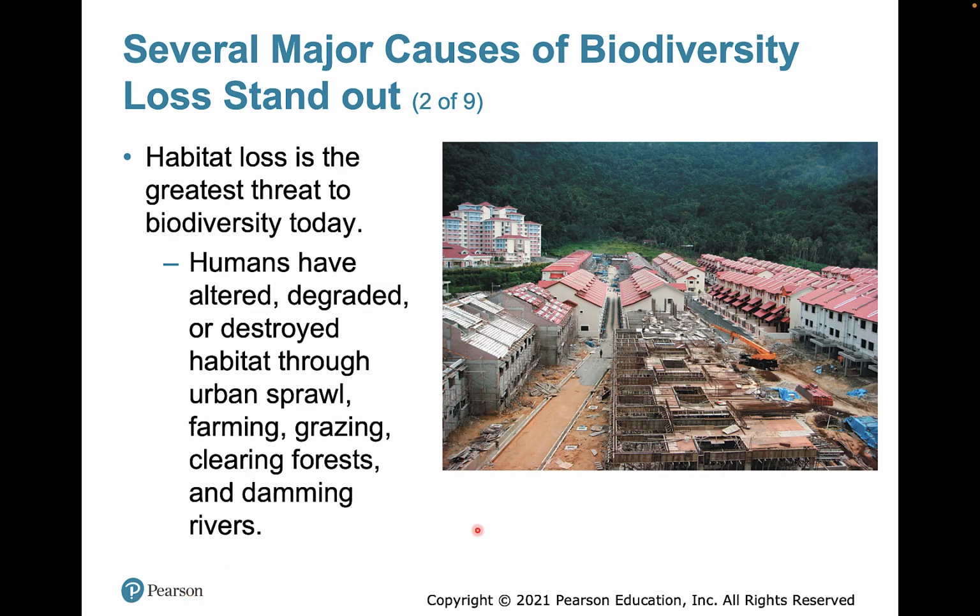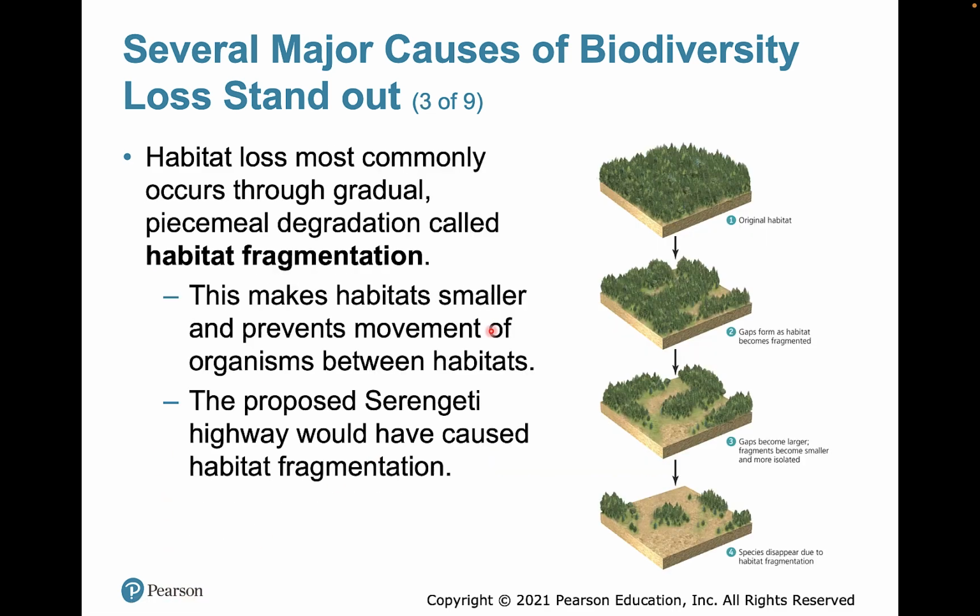Habitat loss, okay. So we're clearing land to build housing, like you see in this picture. This jungle, this forest has been clear cut to build what looks like a resort of some sort. Okay, so it's either for development, grazing, farming, damming rivers, anything like that. Normally what happens in habitat loss, it's not a clear cut like that. It's really gradual, piecemeal breaking of the habitat. And it's called habitat fragmentation, right?